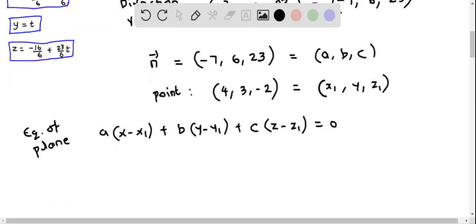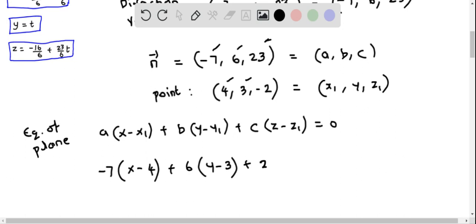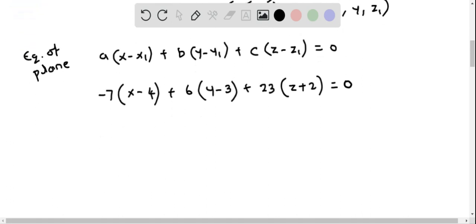So I'm going to substitute the a, b, and c as negative 7, 6, and 23. So when I do that, I get negative 7 times of x minus x1 is 4 plus b is 6. So 6 times of y minus y1 is 3 plus c is 23. So 23 times of z minus z1 is negative 2. So therefore negative of negative 2 will become positive 2. And this equals 0. Let's simplify this.